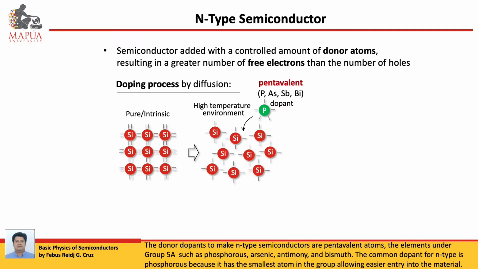The donor dopants to make N-type semiconductors are pentavalent atoms, the elements under group 5A, such as phosphorus, arsenic, antimony, and bismuth. The common dopant for N-type is phosphorus because it has the smallest atom in the group, allowing easier entry into the material.